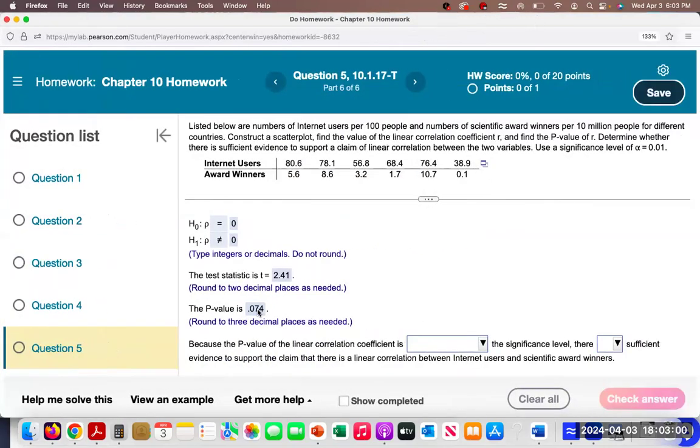And since our p-value is greater than significance level, then that means we fail to reject the null. So because p-value of a linear correlation coefficient is greater than significance level, then we don't reject the null, we go with the null. So that means we don't have enough evidence to support the alternate hypothesis that says there is a linear correlation. So there is not sufficient evidence to support the claim that there's a linear correlation between internet users and award winners.